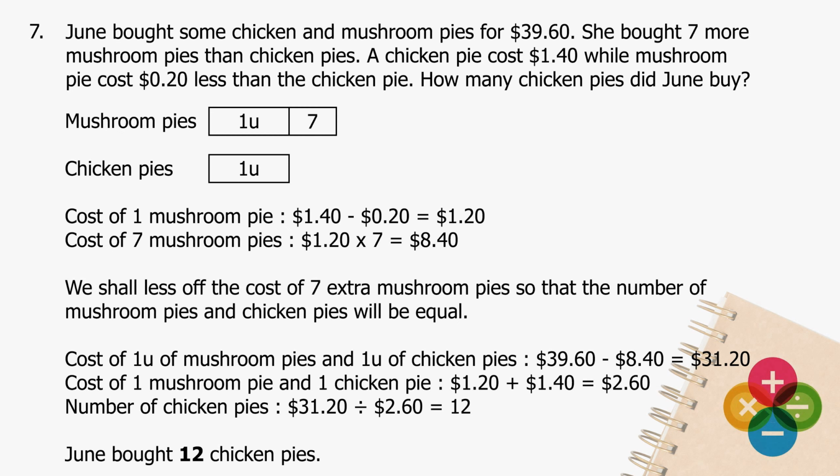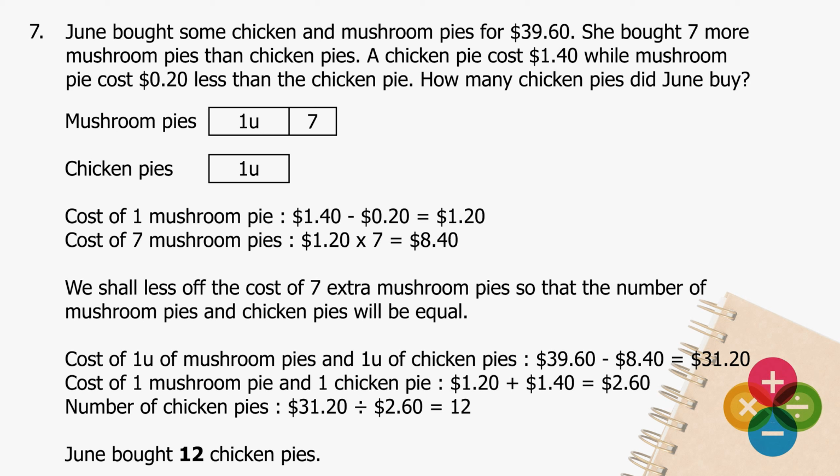The cost of one mushroom pie will be: subtract 20 cents from $1.40, and the difference is $1.20. The cost of 7 mushroom pies will be: multiply $1.20 by 7, and the product is $8.40. We shall take off the cost of the 7 extra mushroom pies, so that the number of mushroom pies and chicken pies will be equal. The cost of 1 unit of mushroom pies and 1 unit of chicken pies will be: subtract $8.40 from $39.60, and the difference is $31.20.